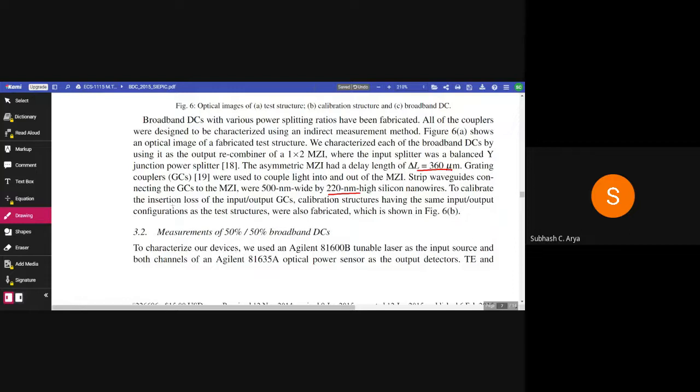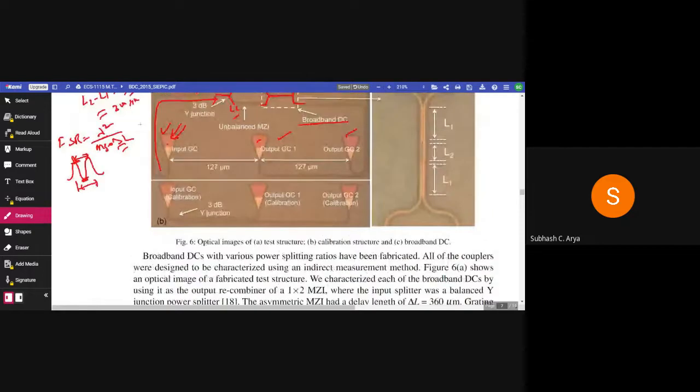To calibrate the insertion loss of the input-output grating couplers, calibration structures having the same input and output configuration as the test structure were also fabricated, which is shown in the figure. So this second figure B is for calibration purpose. You can see this is the grating coupler input and two are the grating couplers. In order to calibrate the insertion loss occurring because of the extra connection of these devices, from there we can calibrate.